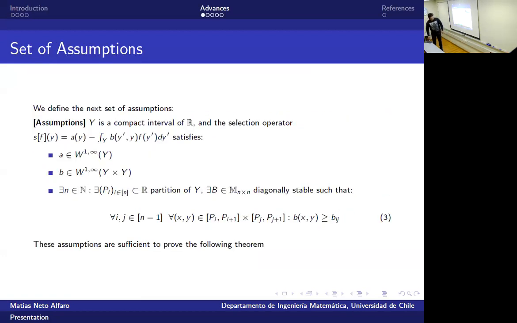So, some advances of the investigation: we need to make a set of assumptions first. First, we define Y as a compact interval of R, and the selection operator satisfies that A and B belong in a Sobolev space, and that there exists a partition of Y and there exists a diagonally stable matrix such that every element of B is greater or equal than the entry of the matrix. These assumptions are sufficient to prove the following theorem.